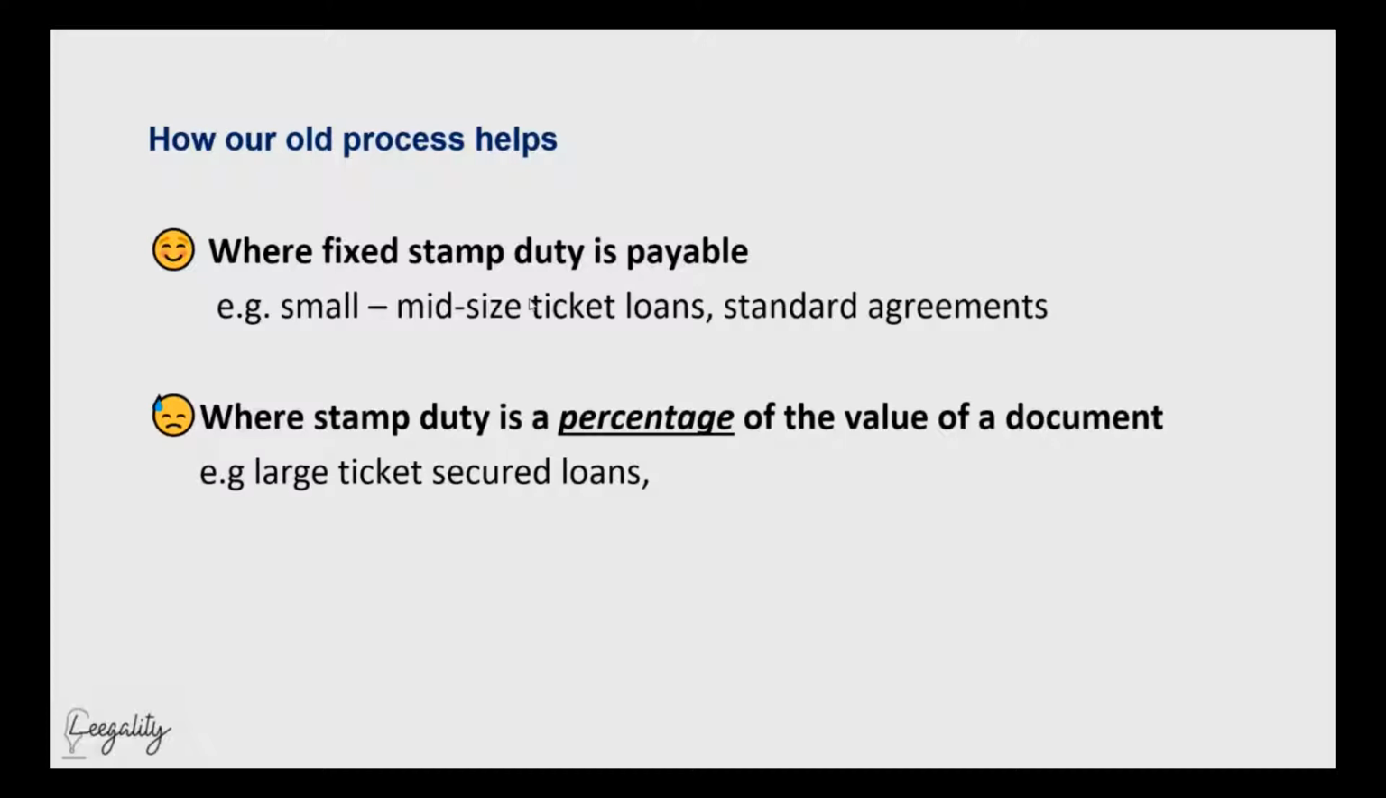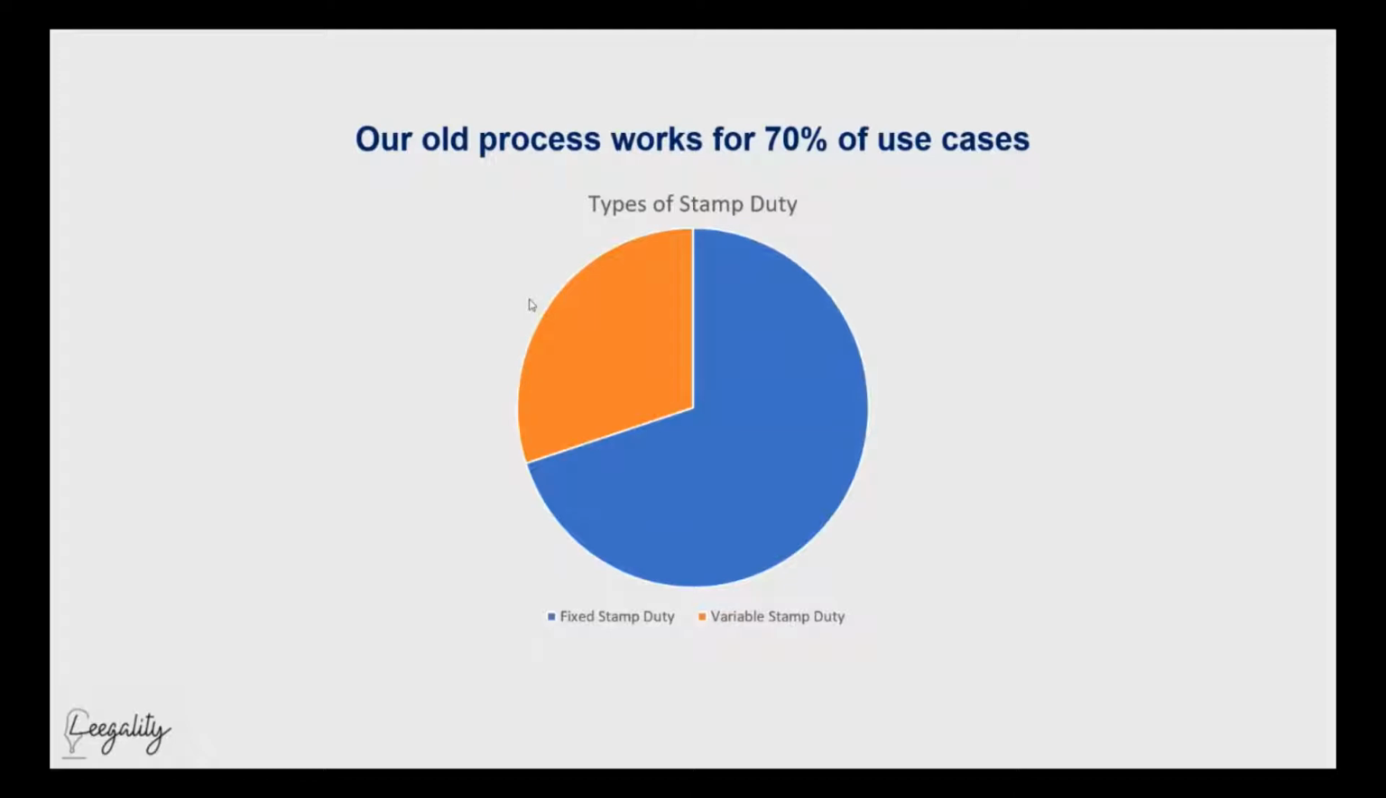But before we move on to dynamic stamping, it would be remiss of me not to deal with the existing solutions that also claim to solve this problem in the market. Our old process actually works for 70% of use cases, which had a flat stamp rate, and in the majority of e-contracting journeys for Indian enterprise, our old stamping system worked. But it's that orange part there that we built dynamic stamping for. Before that, let me cover the existing market solutions and why they don't work.